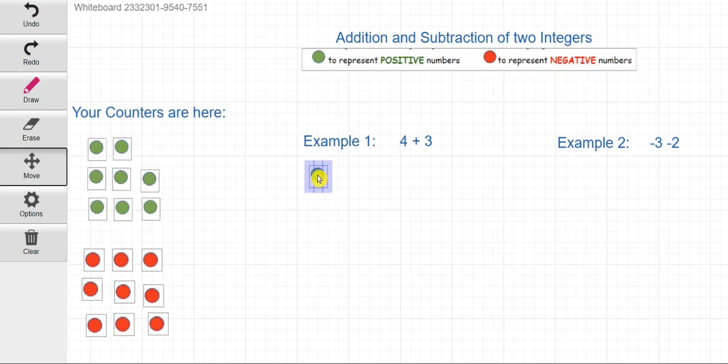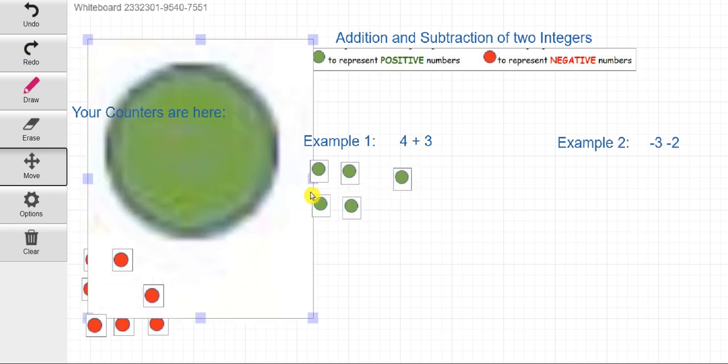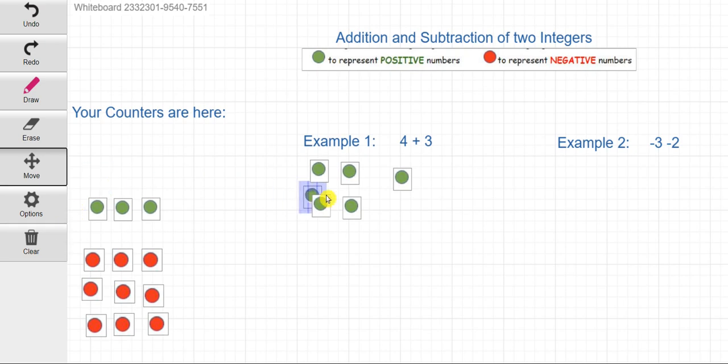So let's pull our circles over, and we're going to represent positive 4 first. So we need to set up 4 green circles. All right. Wonderful. There's my 4 green circles. Now I need to represent 3 green circles, and that's going to be 1, whoops, 2, and one more, 3.